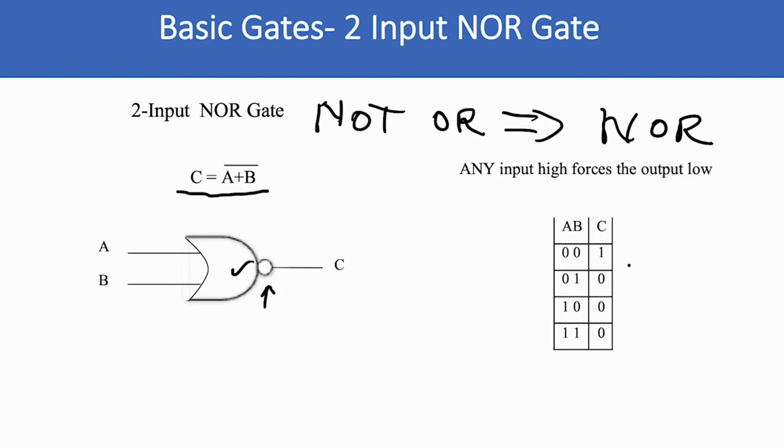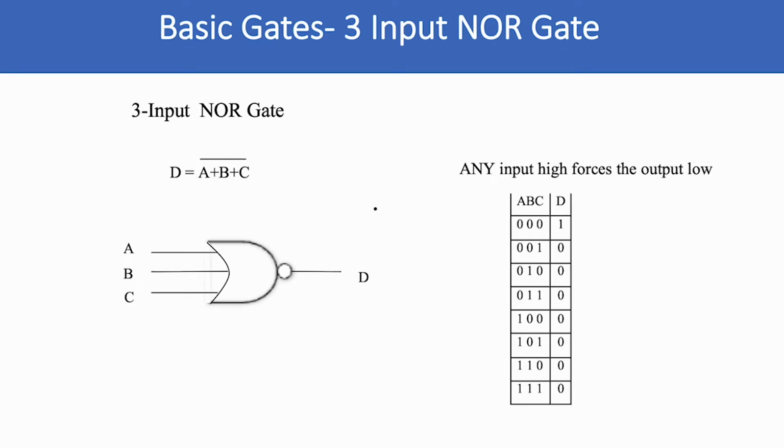Let's look at the truth table. When both inputs are 0, you have a 1. Okay, that's this one here. When either A or B is a 1, these two right here, the output's a 0. When they're both 1, the output's a 0. So the only time the output is a 1 is when both A and B are 0, and then the output's a 1. And that corresponds to this location right here. Okay, so that's the basic 2-input NOR gate.